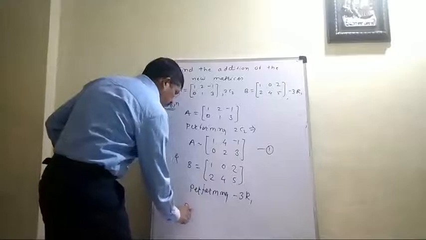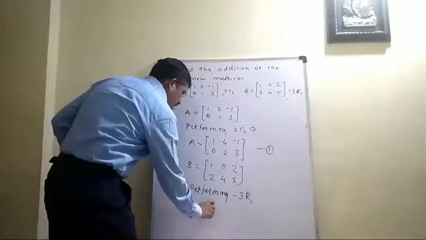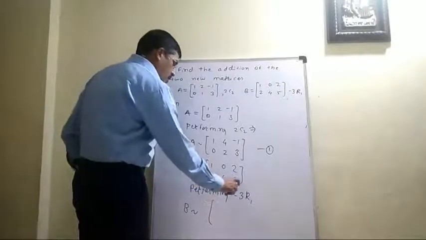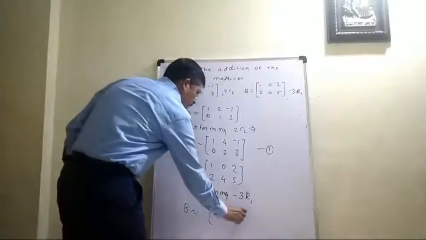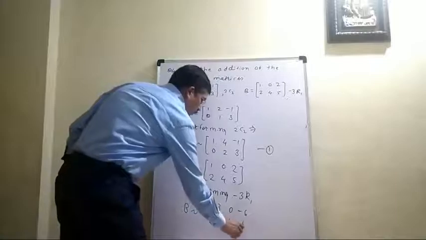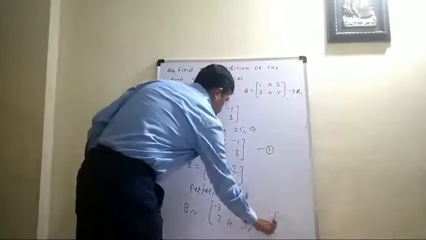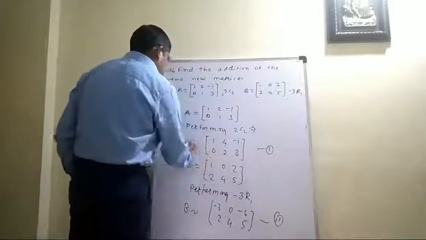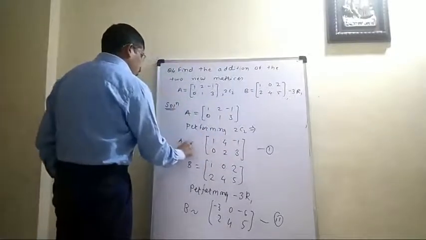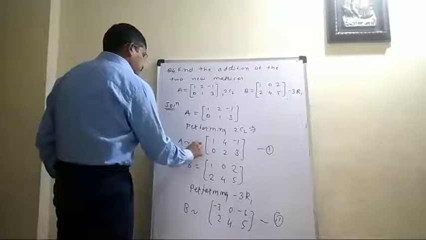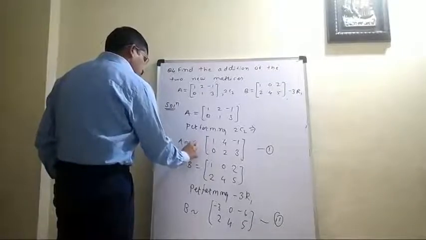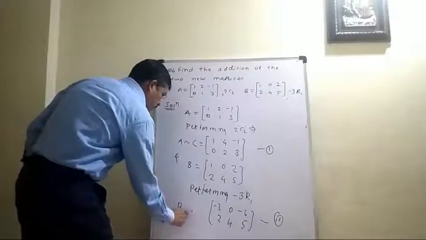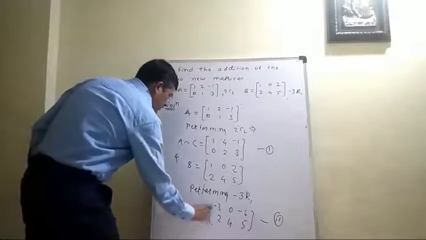What we are getting, the equivalent matrix B is minus 3 R1, minus 3, 0, minus 6, 2, 4, 5. This is number 2. Let us consider this matrix B equivalent to C and it is equal to this, and B is equivalent to D and it is equal to this.